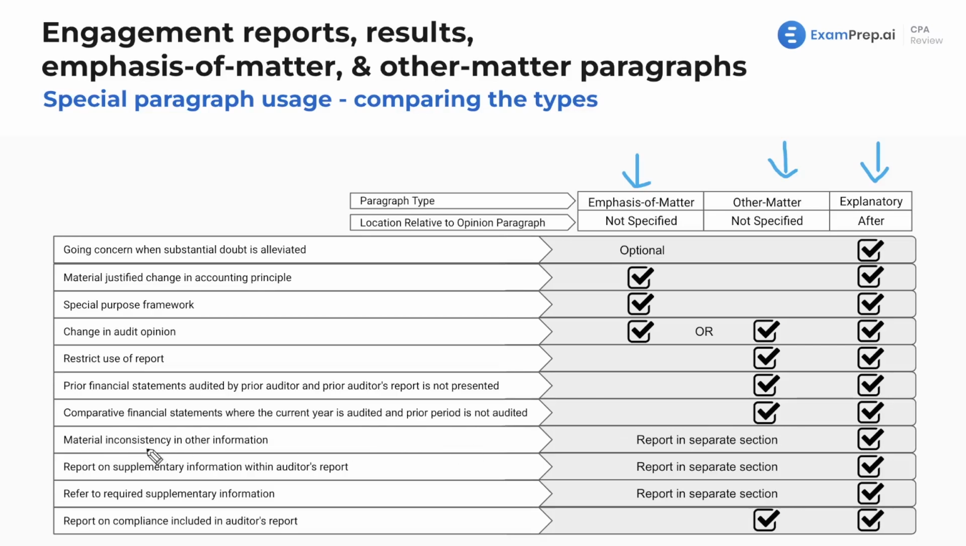For our material inconsistency and other information, you're going to report in a separate section, as well as the report on supplementary information within the auditor's report. And for any reference to required supplementary information, that is all going to be separately stated in a separate section. And lastly here, the report on compliance included in the auditor's report, that is going to be an other matter paragraph. Where are we going to put these paragraphs in relation to the opinion paragraph? It's not going to be specified, particularly for our emphasis and other matter paragraphs. However, the explanatory paragraph is going to need to be right after the opinion paragraph. Make sure you're familiar with this. Make sure you know it.